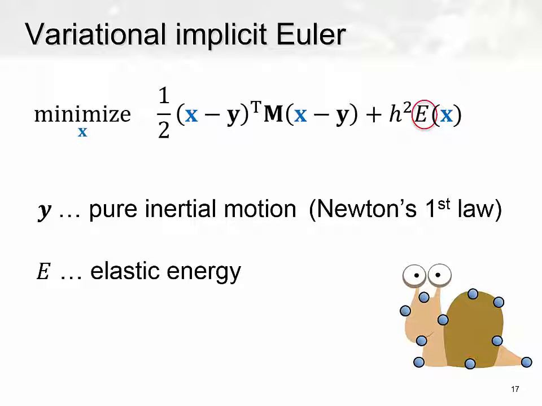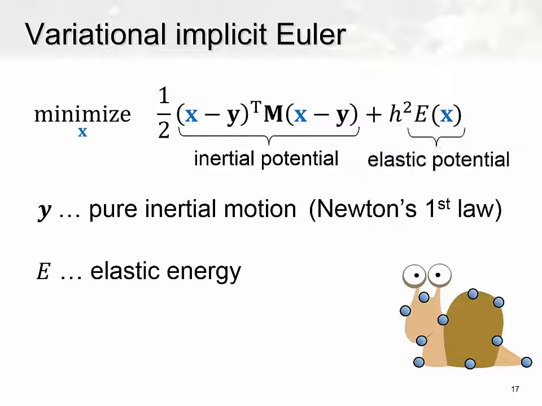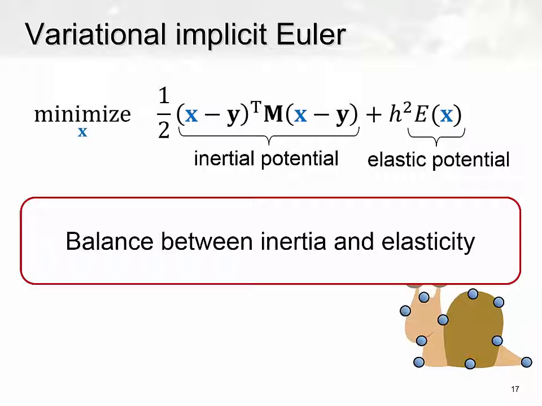So this optimization problem can be derived from Newton's second law using finite differences, but I can also explain it intuitively, and I prefer this intuitive explanation. The first term can be recognized as inertial potential, and the second term as elastic potential. So what implicit Euler is doing is seeking a balance or a compromise between inertia and elasticity.